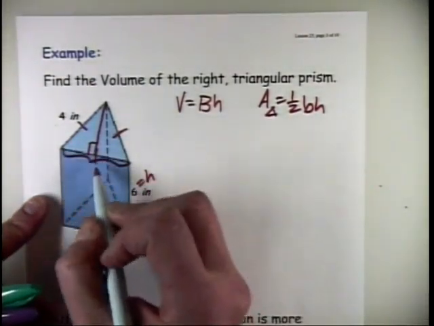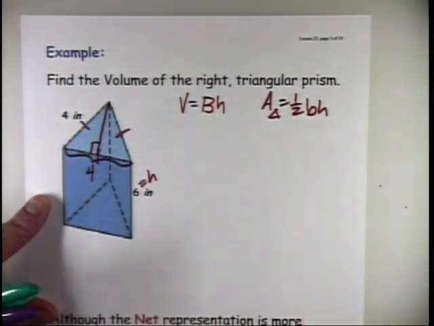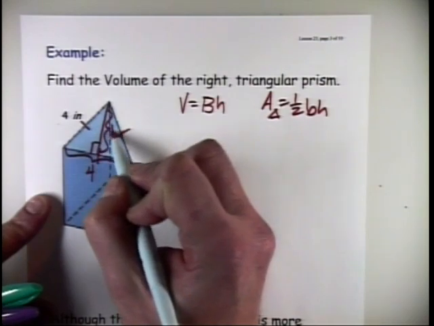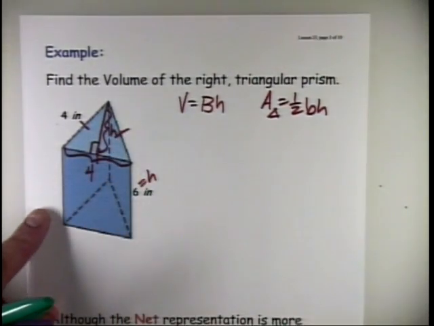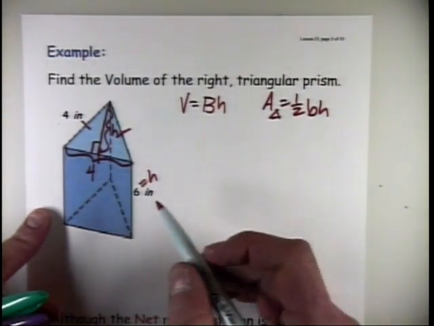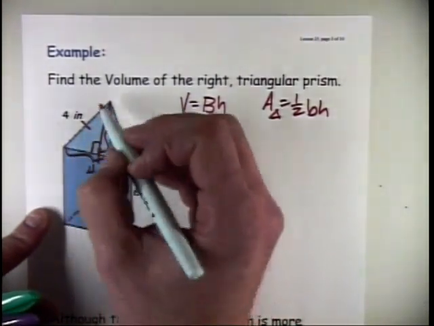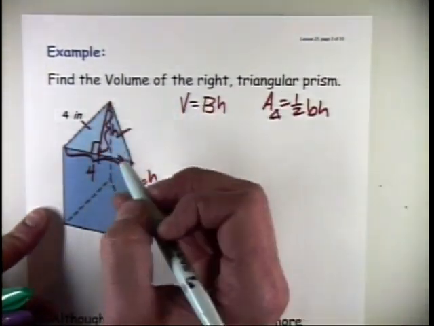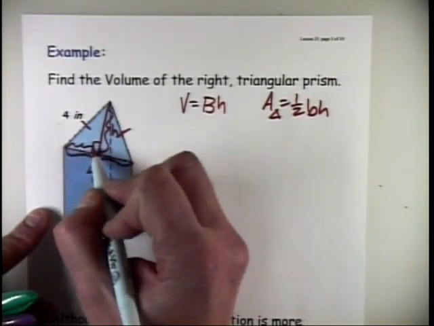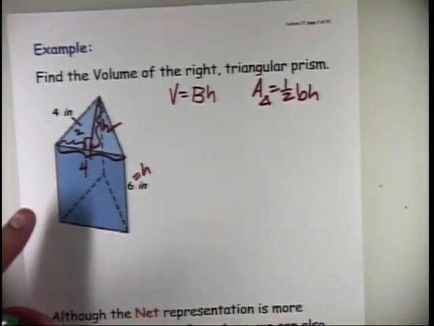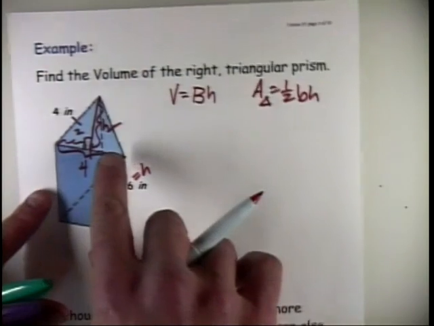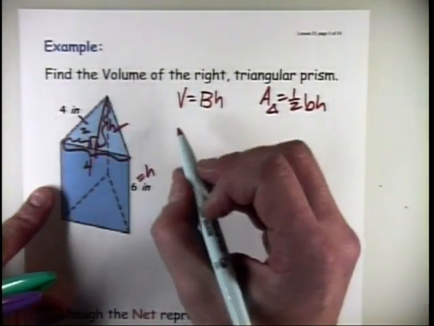Well, the base is going to be this right here. It's just going to be one of the side lengths, which is 4. This right here is the height of the triangle that I'm looking for, not the height of the prism. Since this is an equilateral triangle, remember, this altitude is also a perpendicular bisector, so half the length of the base is one of the lengths in the right triangle. So I do have a right triangle here, and I can set it up.